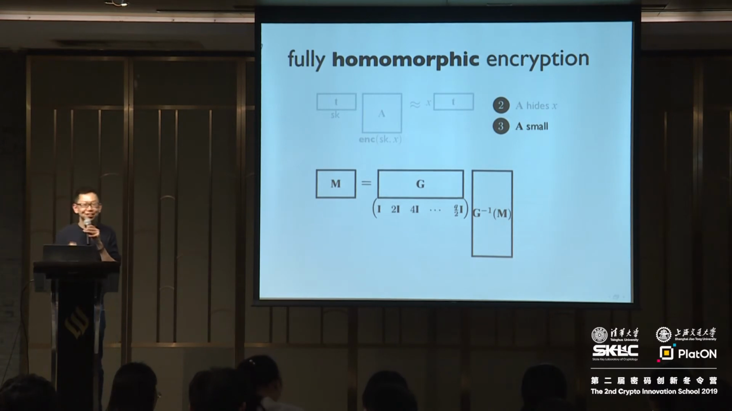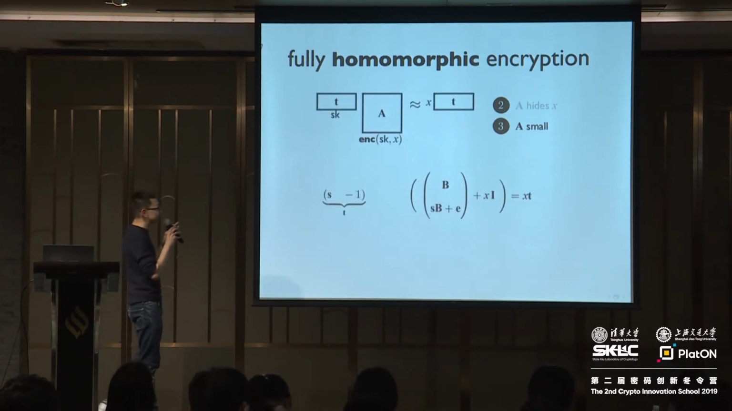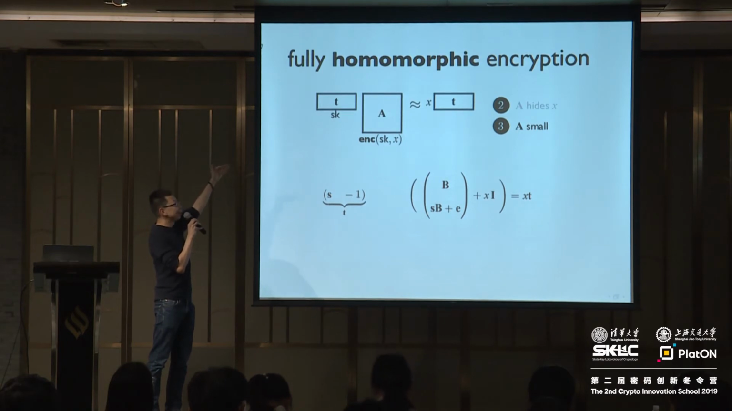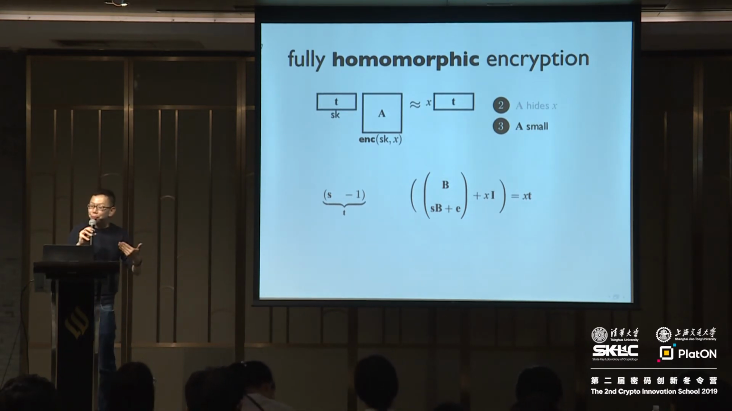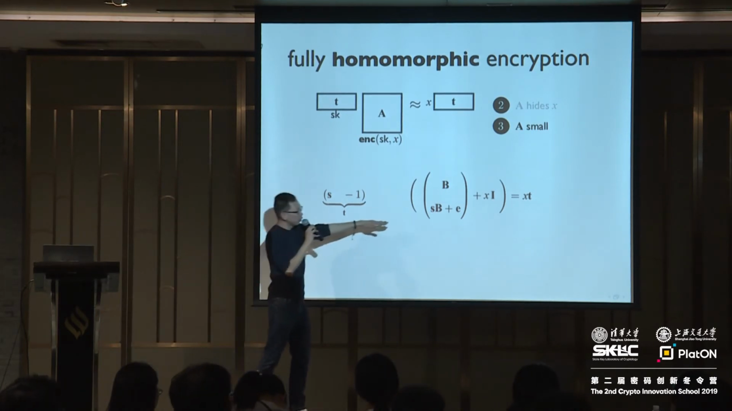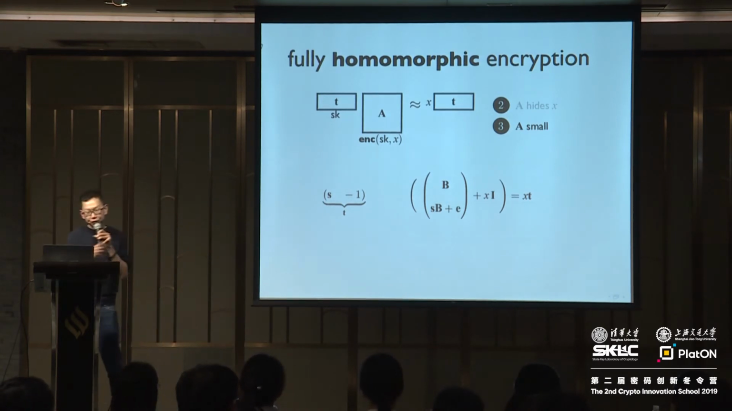Any questions? So in general, this is a general mechanism to make the matrix small. Here's the equation that we started out with, which has the t times A equals close to x times t requirement that we want. It has the property that it hides x. Now we're going to try to make this A part small by applying G inverse to it. So first we want to preserve the same equation.